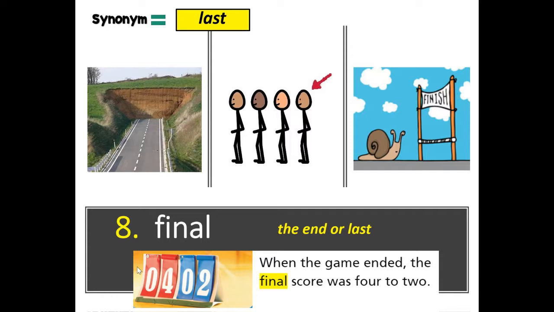When the game ended, the final score was 4-2. You could also say when the game ended, the last score was 4-2 or final score. Think about it. What comes after the final school day of the week, or the last school day of the week? Well, the last school day of the week is Friday, so after Friday comes Saturday.